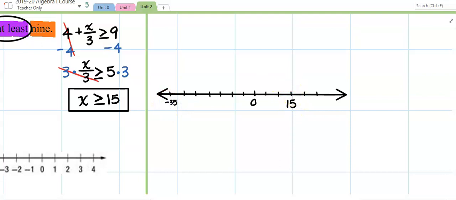I'm going to put a closed dot on 15, and I'm going to shade the arrow that matches the symbol. I think I said that in reverse. And connect.